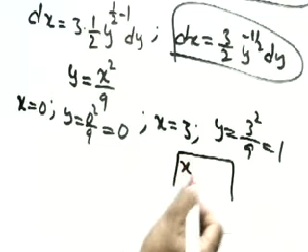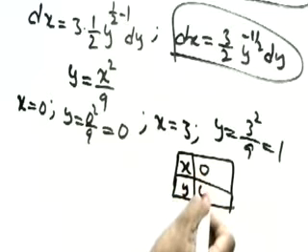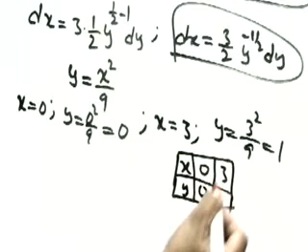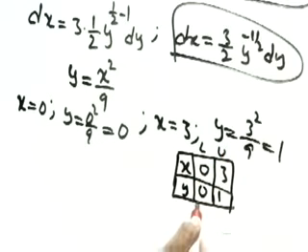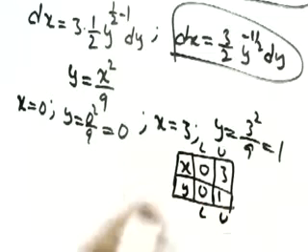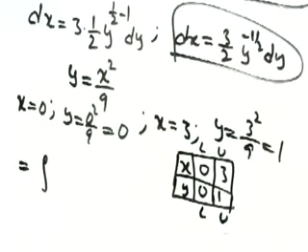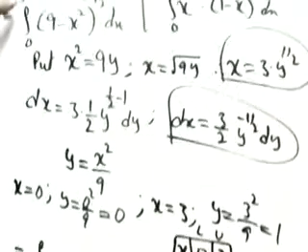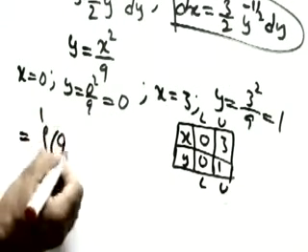You can show it like this. Suppose x, y. When we keep x as 0, we get y also 0. But if we keep x equals 3, we get y equals 1. So previously the lower limit was this, the upper limit was this, but now the lower limit is 0 and the upper limit is 1. So the limits are also changed here, 0 to 1. So let me continue this one. Integration of, in place of 0 to 3, we keep 0 to 1.